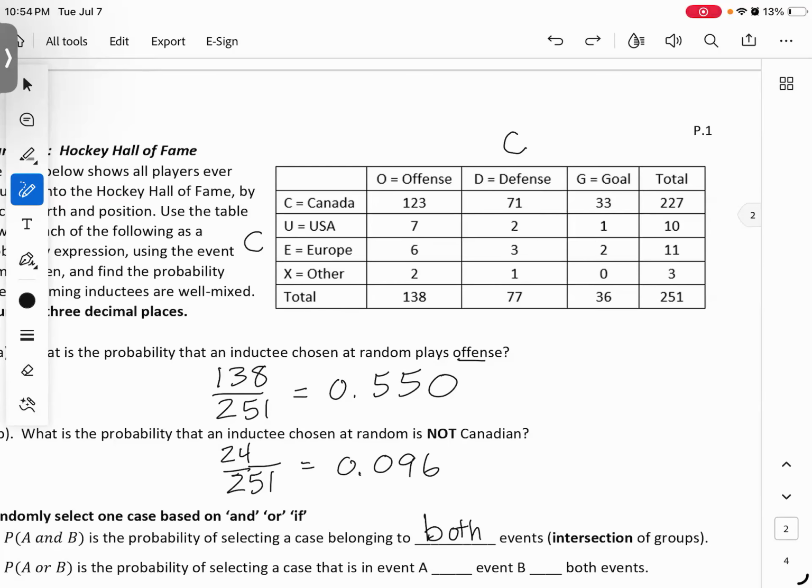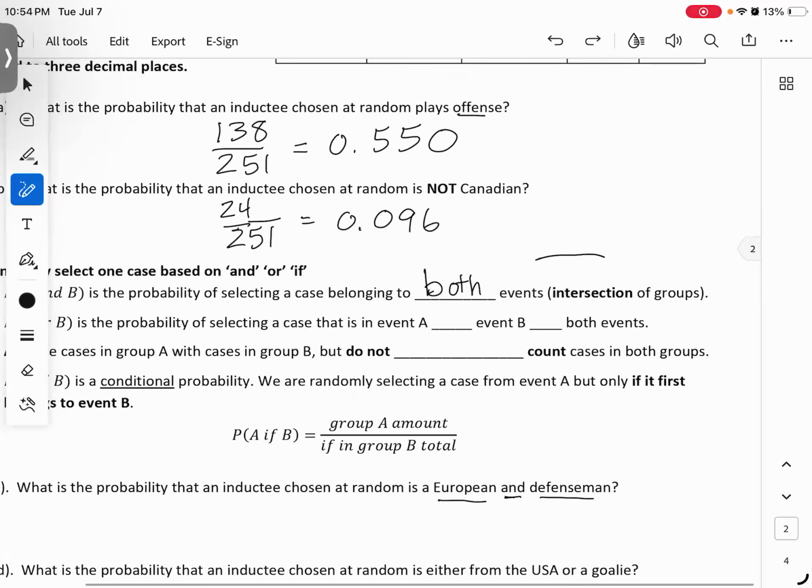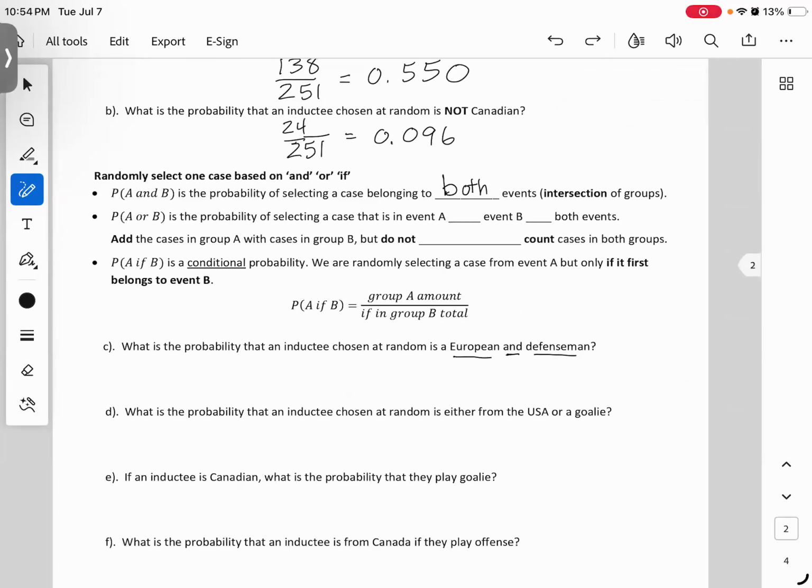And I've got it right here in the notes. It's all about finding the intersection, someone who belongs to both of the groups. So you would do your 3 out of 251. You would do your division to get your decimal version.